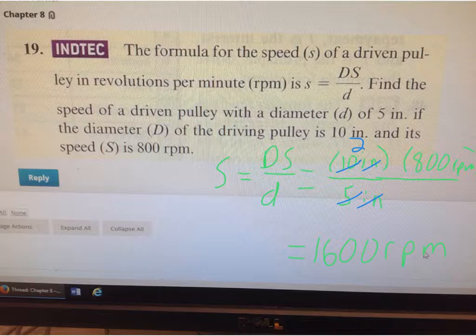Oh, I saw your question. This question's not from the homework, but I believe you got this from the book.